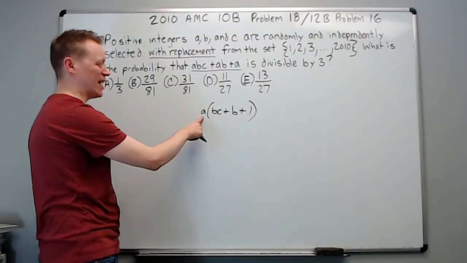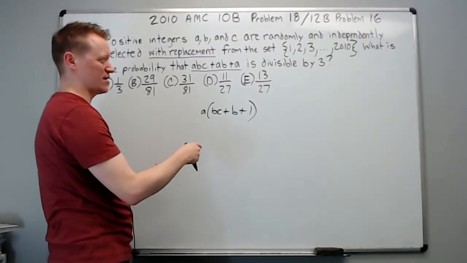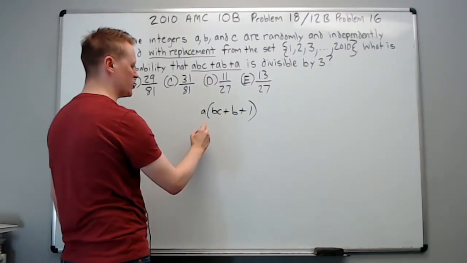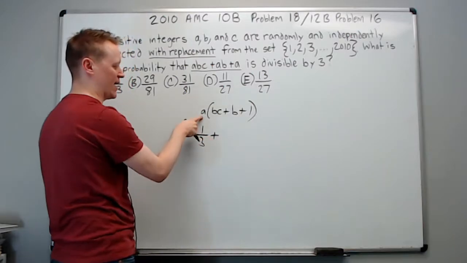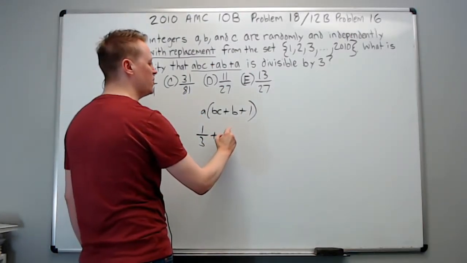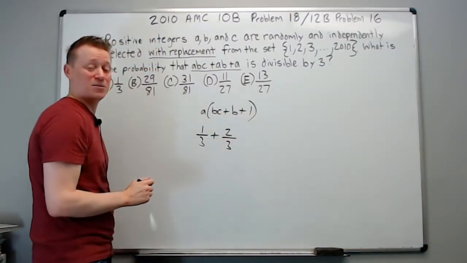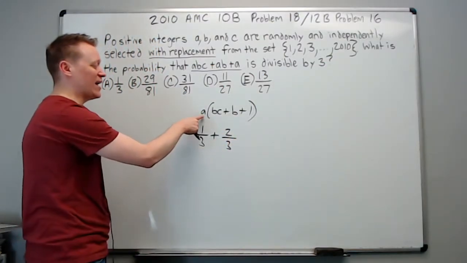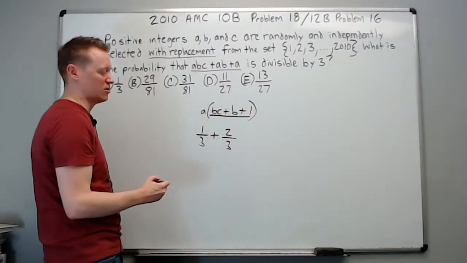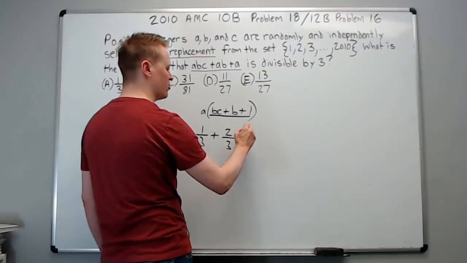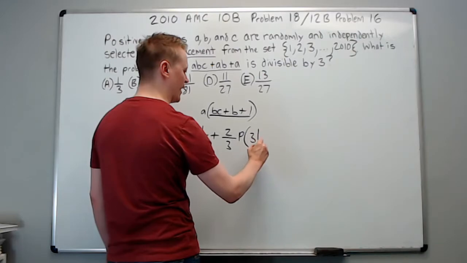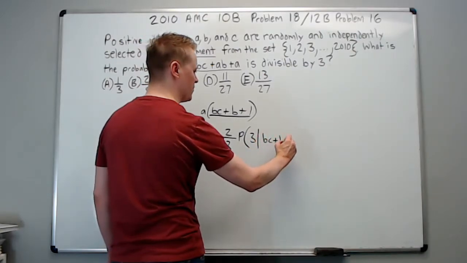Therefore, the chance that A is a multiple of 3, since there's the same number of those, is going to be 1 in 3. So there's a 1 in 3 chance right off the bat, automatically, depending on the value of A. But there's also a 2 in 3 chance that A is not a multiple of 3. And if A is not a multiple of 3, it would require this expression to be a multiple of 3. So it would be 2/3 times the probability that 3 divides BC plus B plus 1.